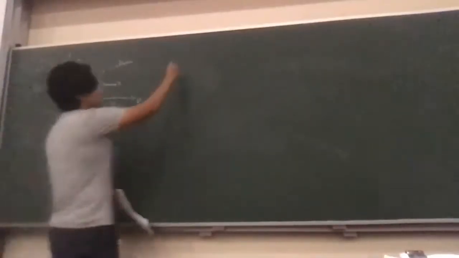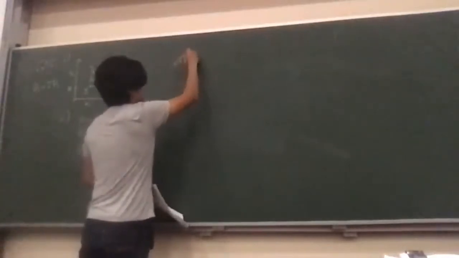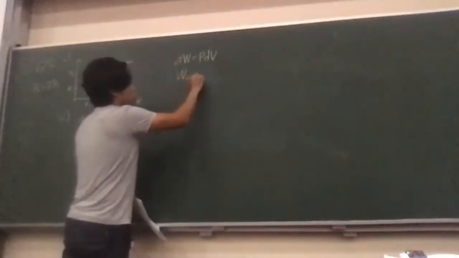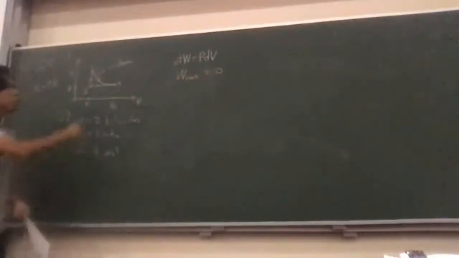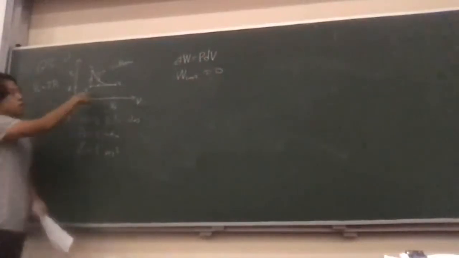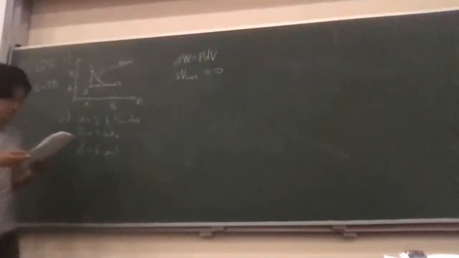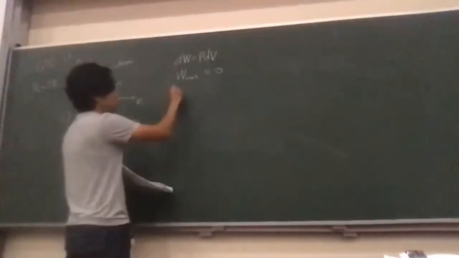Okay, so to find work, it's always just dW equals P dV. So for the first process, work going from 1 to 2, you do no work because your volume is not changing. You stay at constant volume, so dV is 0, and you don't have to worry about it. Now let's move to the isothermal part.